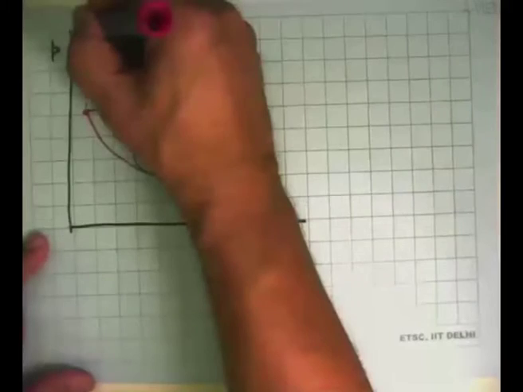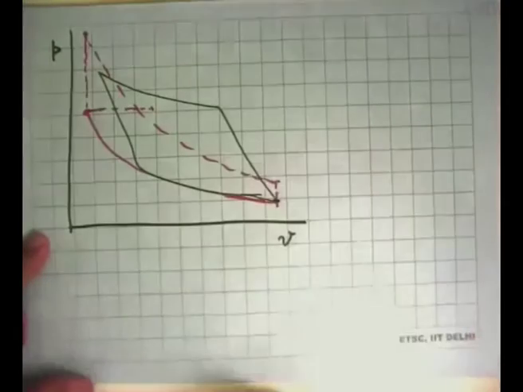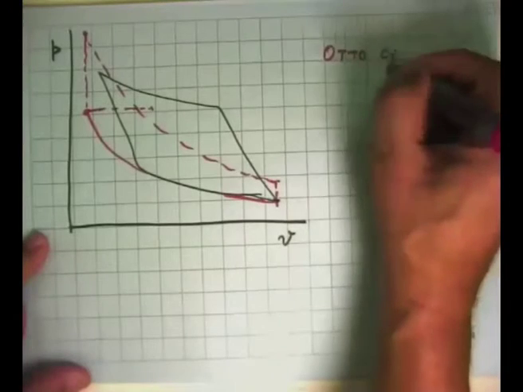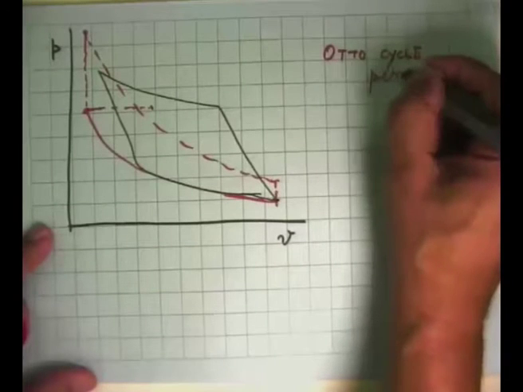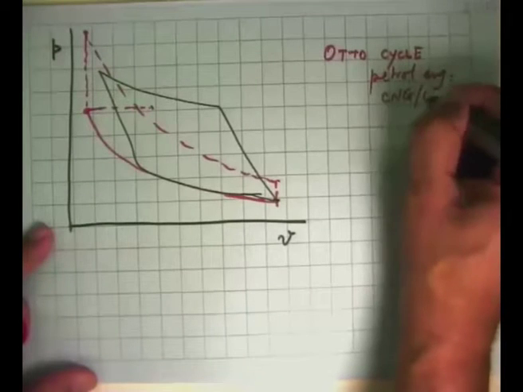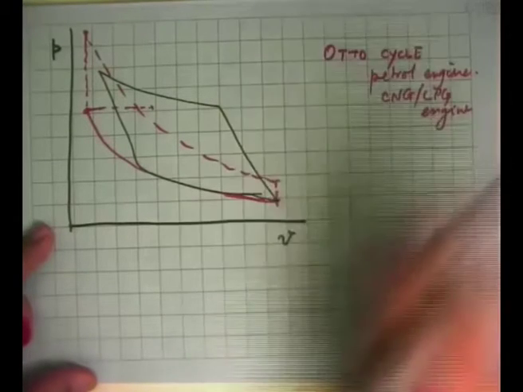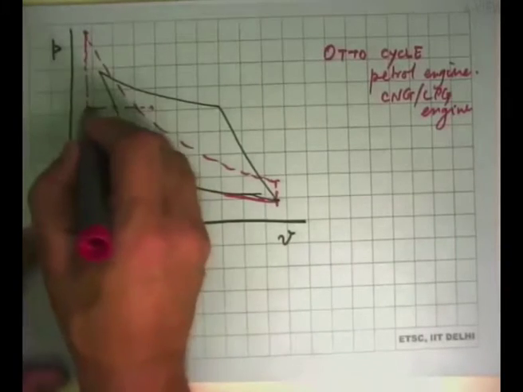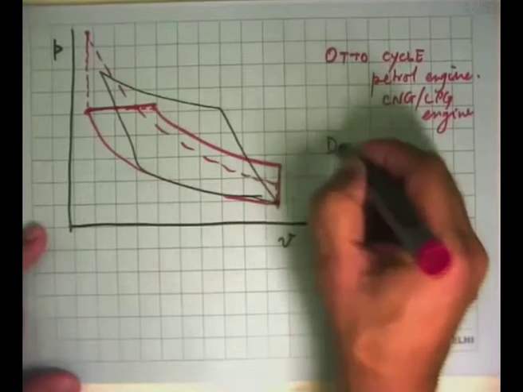If we do constant volume heat addition, we then have this isentropic expansion, and then constant volume heat rejection. And this becomes the Otto cycle, the thermodynamic cycle for the petrol engine, or what we call the gas engine, the CNG engine or the LPG engines. Or when we went into this route, then we got the diesel cycle.